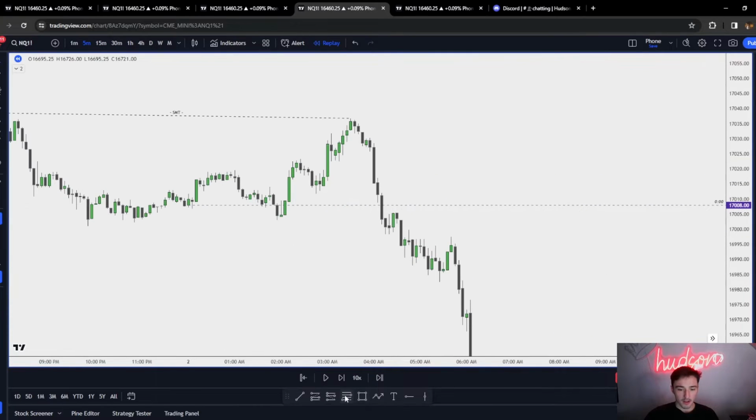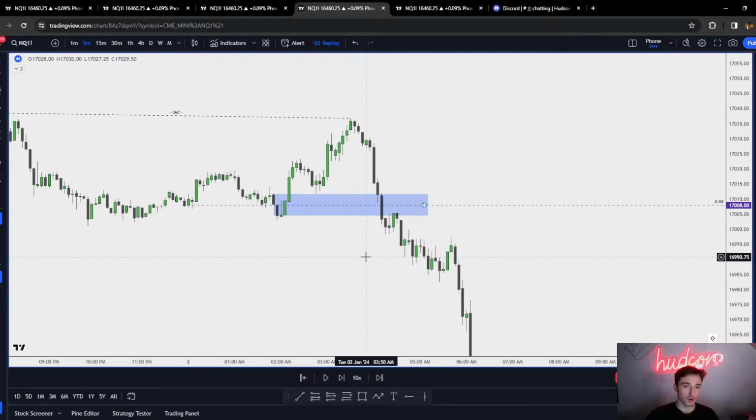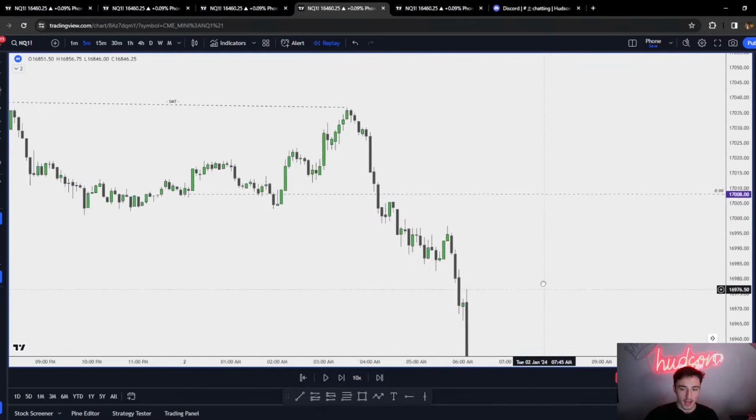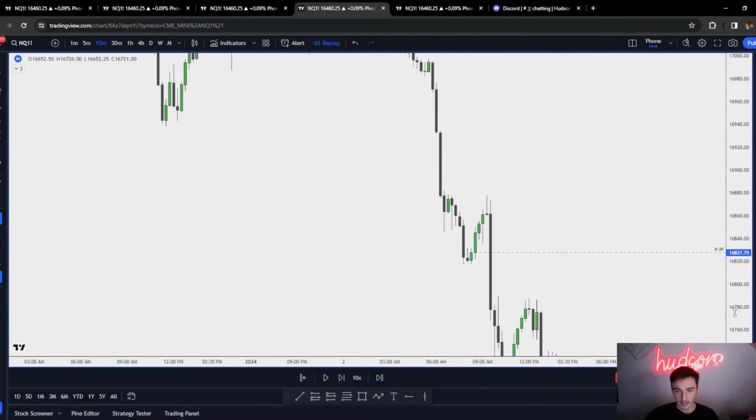So right here you could have had a unicorn entry. You have a breaker block right here with a fair value gap. So right here the draw was lower on this day. So right here you have your unicorn model, and then going into New York session, right, because most people aren't up at that time in London.